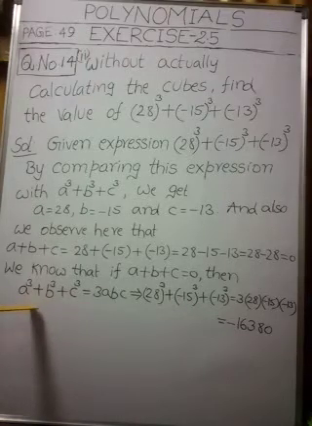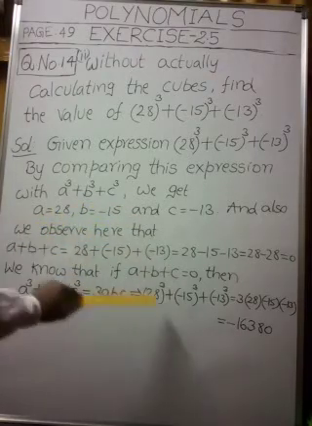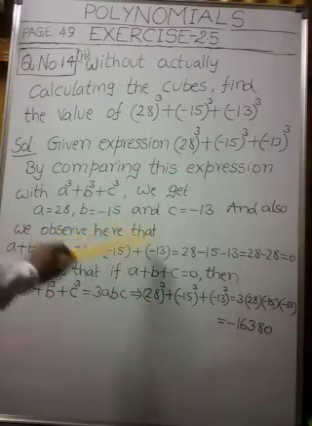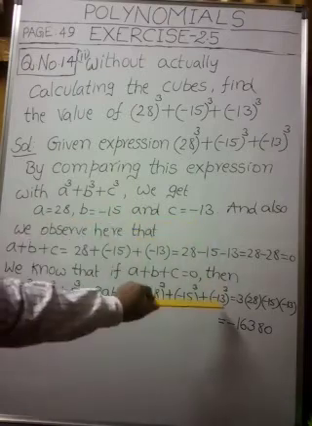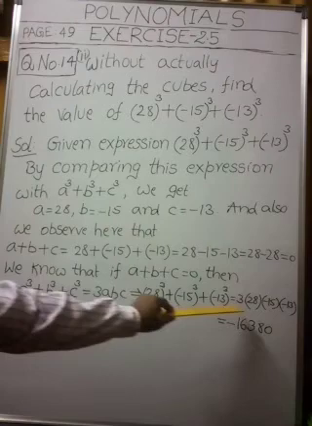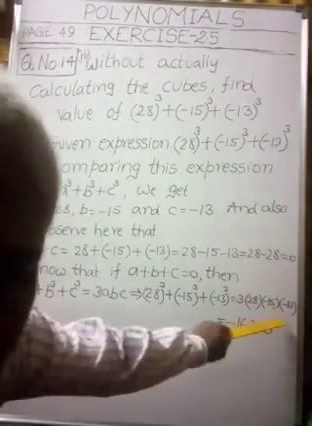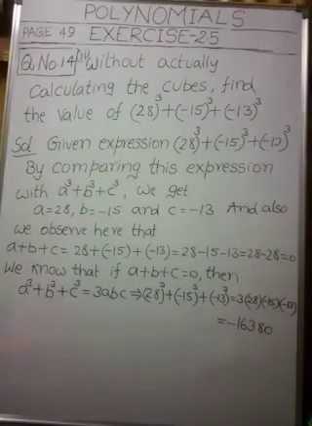This implies in this equation we are substituting a, b and c values. What is a here? A is equal to 28. So 28 whole cube plus b cube, minus 15 whole cube, plus c cube, minus 13 whole cube is equal to 3abc. 3 into a means 28, b means minus 15 and c means minus 13. Understood this step, my dear children?